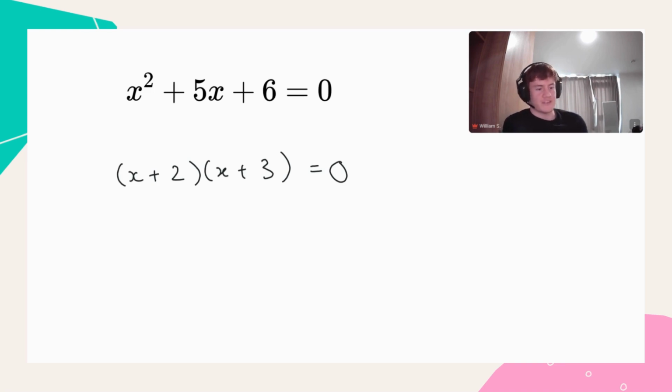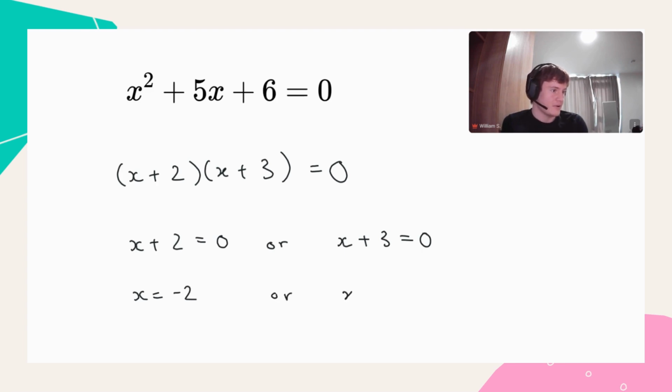And now we're going to use an observation that if the product of two numbers is equal to 0, one of those numbers must be 0. Meaning, well, x + 2 must be 0, or x + 3 must be 0. An equivalent way of writing these is x = -2, or x = -3. Hence, we can see the solutions to the quadratic equation above are x = -2 or -3.